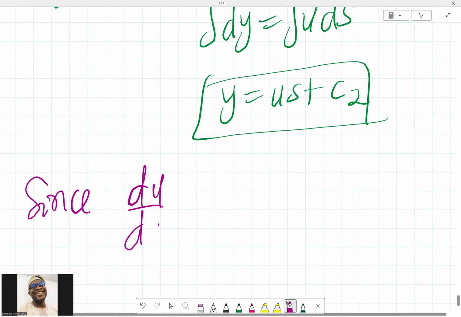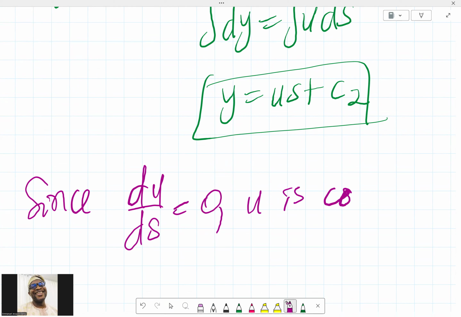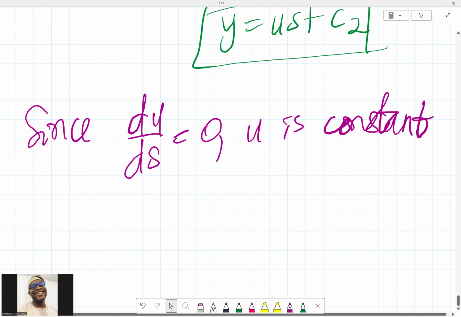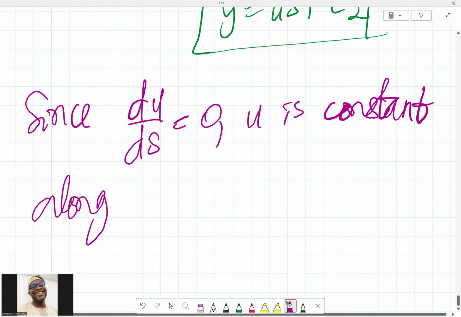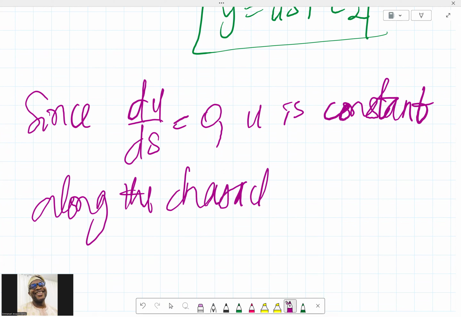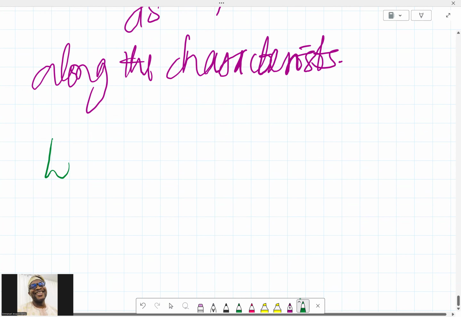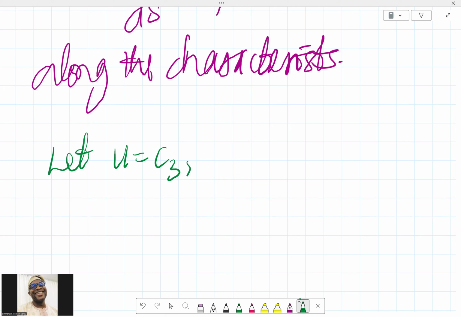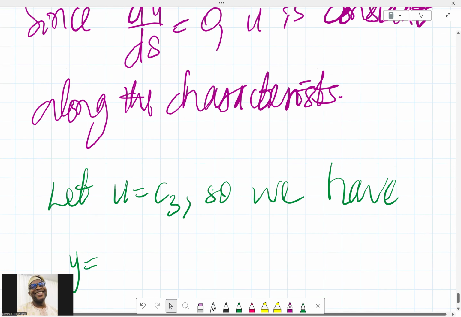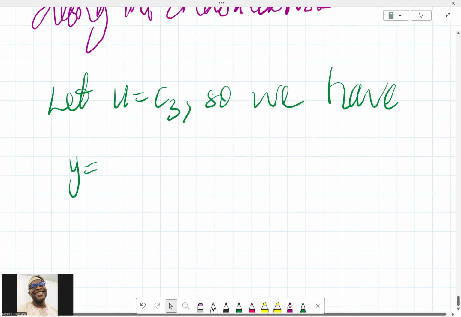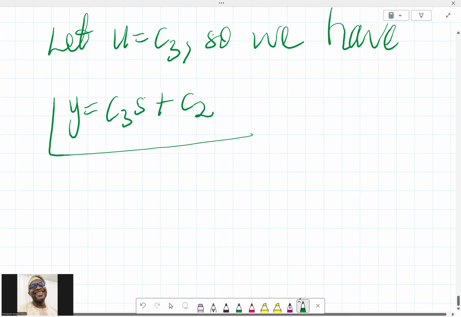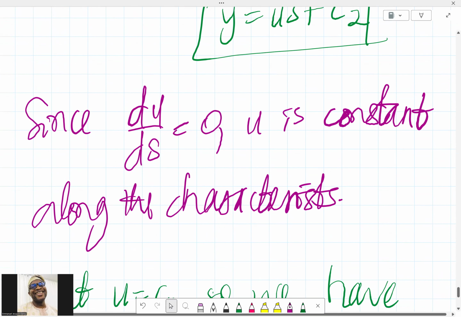Then since du ds is equal to 0, we say u is constant. U is constant along the characteristics. So because u is constant now, we can say let u be equal to c3. So we now have, instead of y equals us plus c2, y equals c3s plus c2. Okay, so this is our y now.